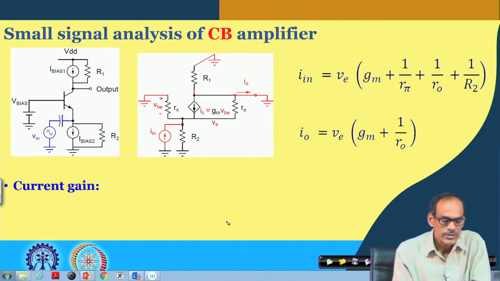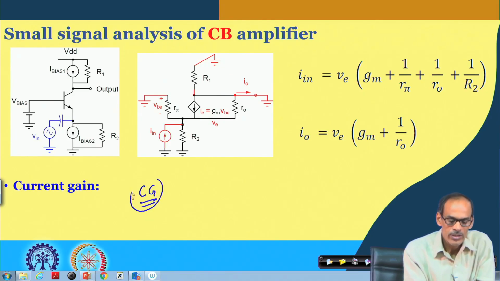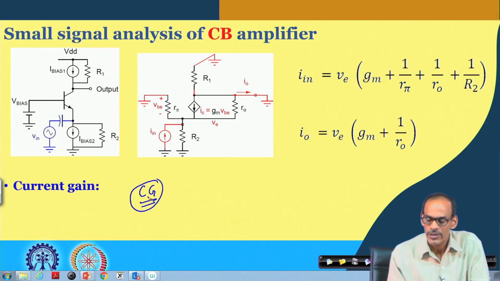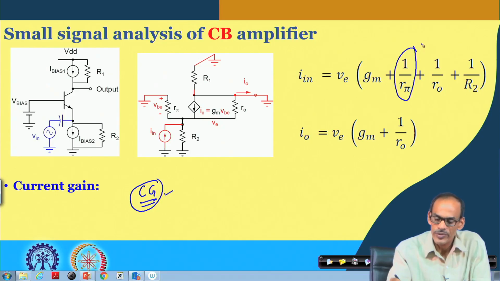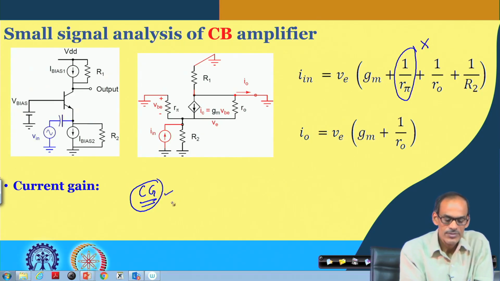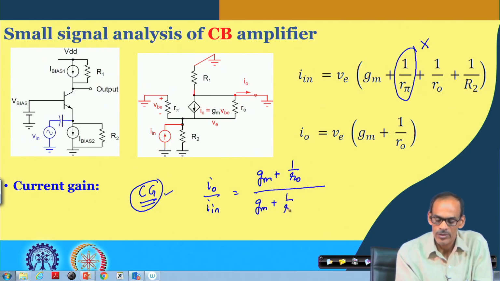A similar kind of analysis can be done for common gate also. I think you can do it yourself just by dropping this part. For common gate we simply remove this part, and that gives us the corresponding current gain I out divided by I in equals Gm plus 1 by R naught divided by Gm plus 1 by R naught plus 1 by R 2.